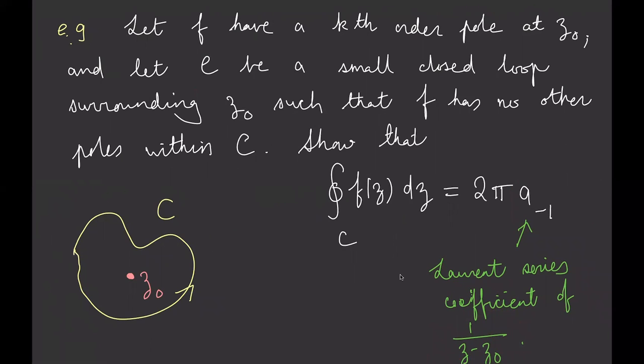Okay, so that's actually a 2 pi I. So there's a little error there. That should be 2 pi I times a negative 1.